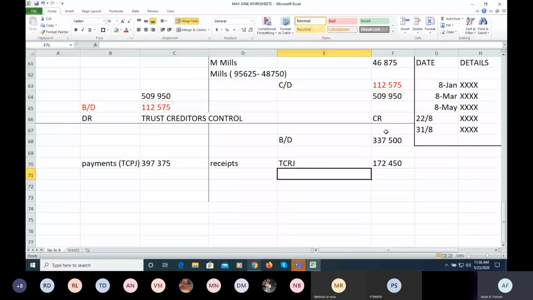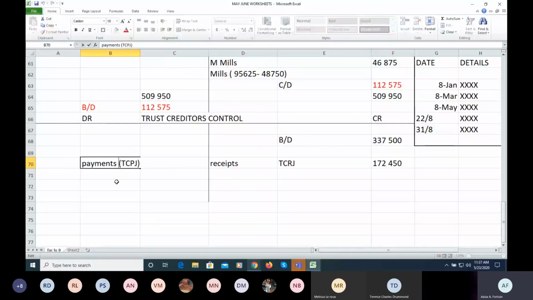Okay, so did everybody get this right? Ziva, just on the trust cash payments journal side, shouldn't that be trust bank there instead of balance? Yeah, the 397,375. Where you've got payments, shouldn't that be trust bank? Yeah, you can put trust bank or payments. It doesn't really matter. Right, both rather.